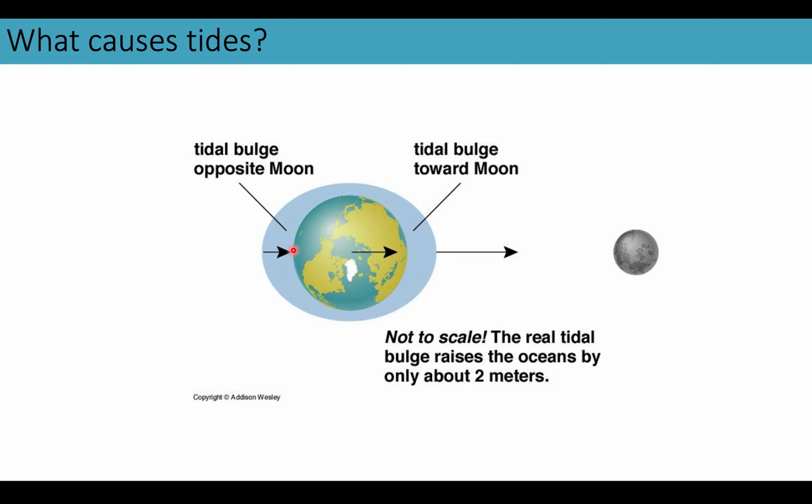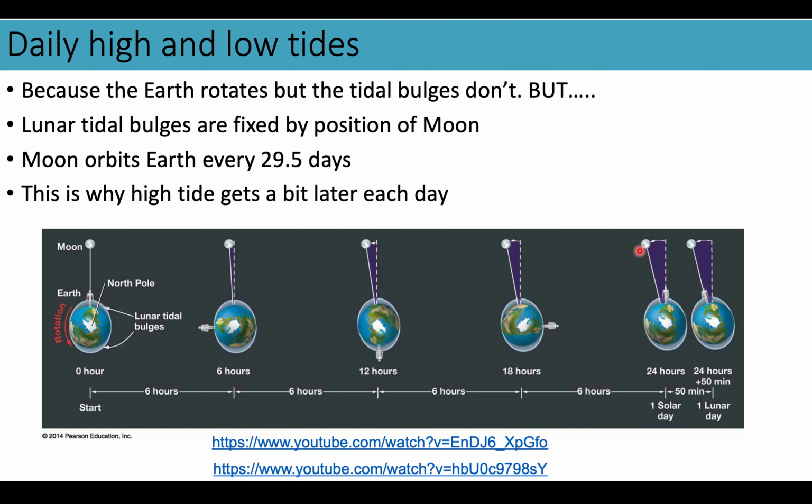But that bulge will always be in alignment, so the two peaks will always be in alignment, and they'll always be aligned directly to the moon. We'll get to that towards the end in the complicating factors.